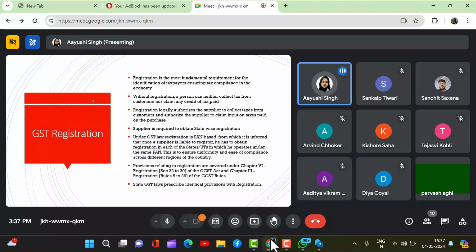The provisions relating to registration are covered under Chapter 6, Registration, Sections 22 to 30 of the CGST Act, and Chapter 3, Registration Rules.